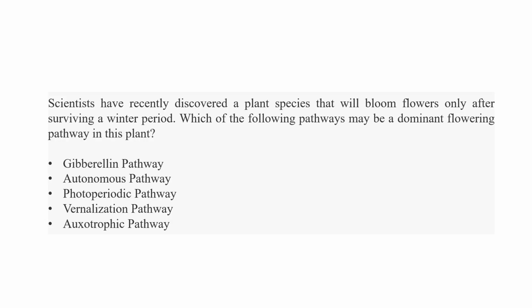The next question says, scientists have recently discovered a plant species that will bloom flowers only after surviving a winter period. Which of the following pathways may be a dominant flowering pathway in this plant? Your options are gibberellin pathway, autonomous pathway, photoperiodic pathway, vernalization pathway, and auxotrophic pathway. 2 minutes and then I'll switch the screen. Try to solve it.